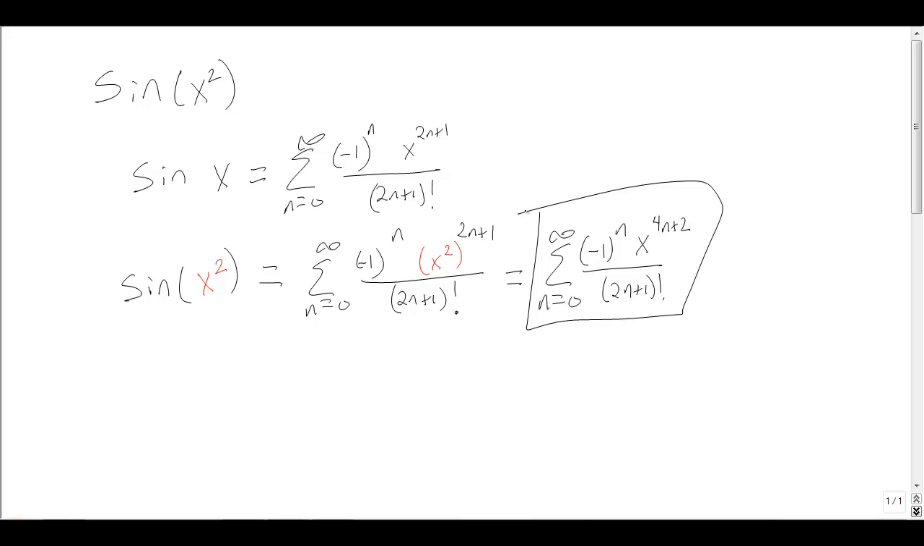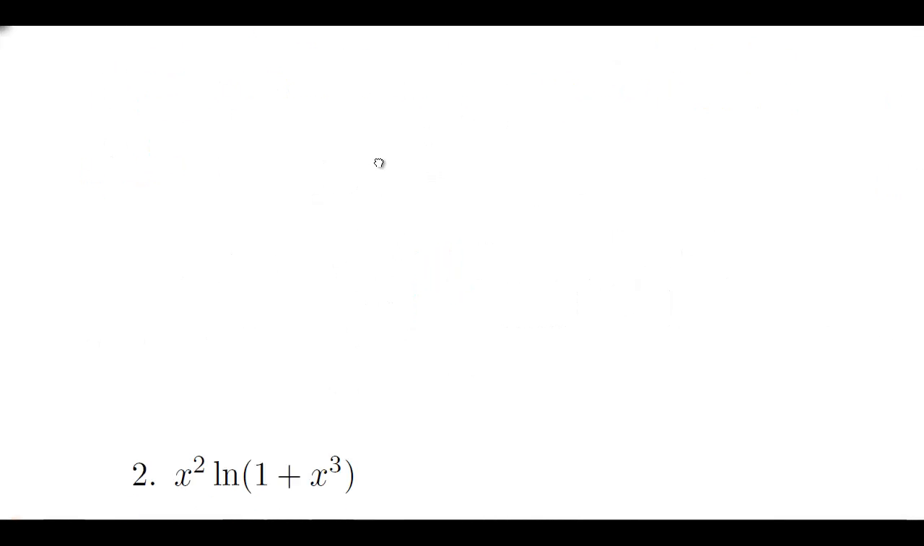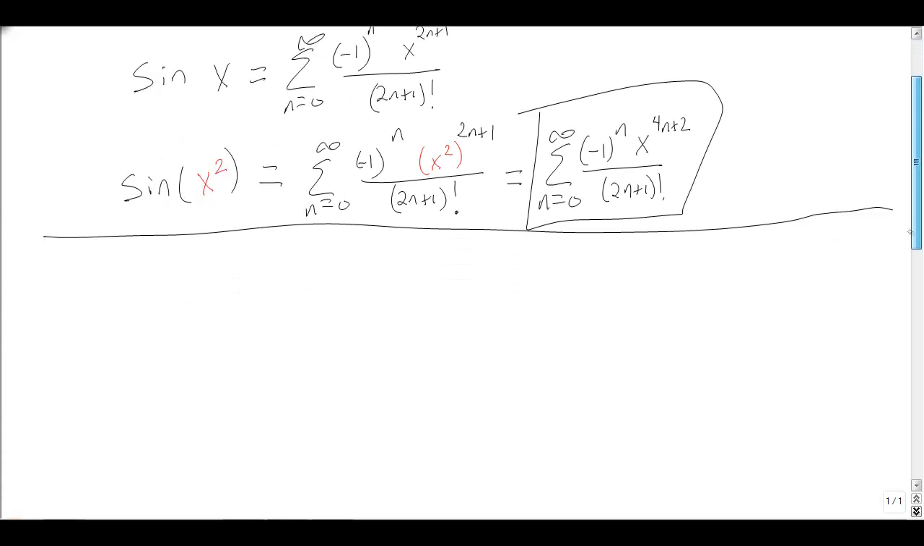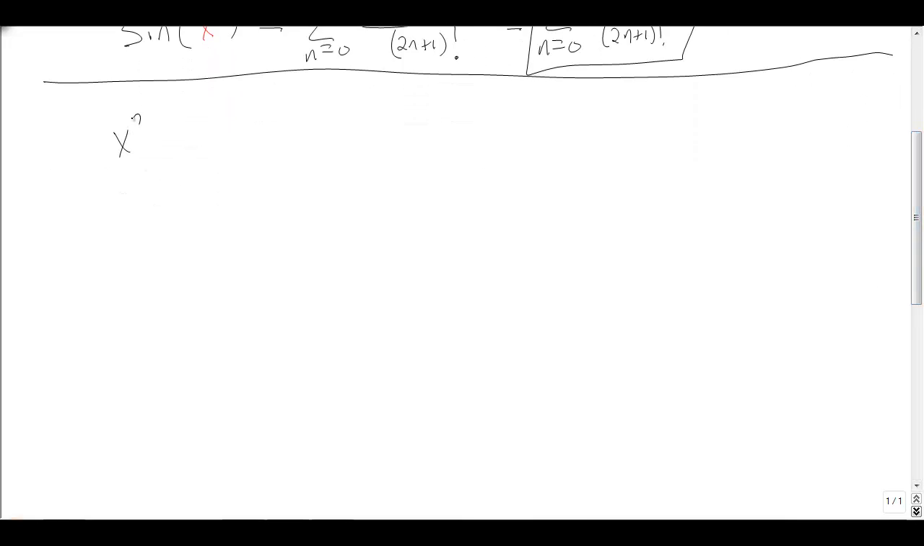So pretty easy to do. Much simpler, probably, than just taking derivatives of sine of x squared and evaluating those at 0. Next one. We have x squared times natural log of 1 plus x cubed. So let's look at this here. So we've got x squared times natural log 1 plus x cubed.